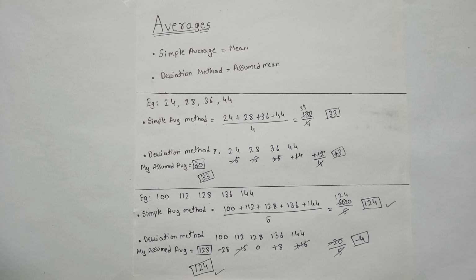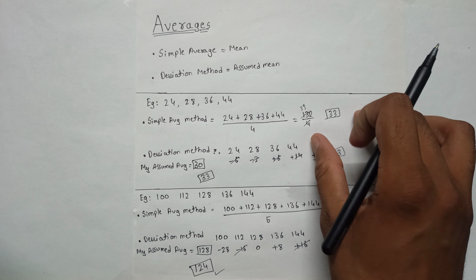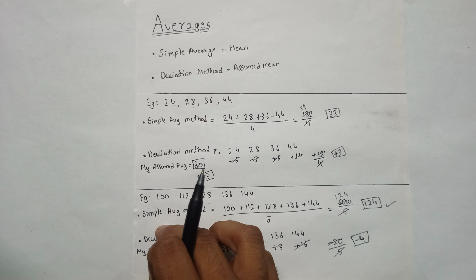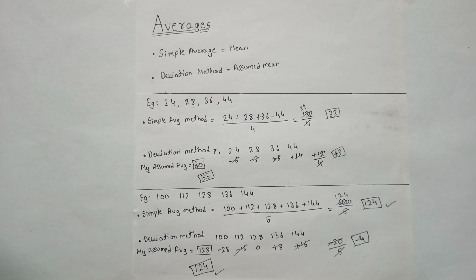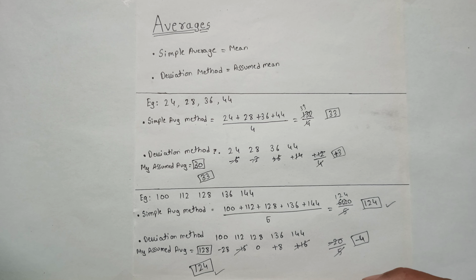Both the methods are very easy. If your calculation and additions are very fast, you can go through the simple average method, and if your calculation is slow, you can solve the question through the deviation method. I would recommend: in example 1 the numbers were very small, so the simple average method took less time, and in example 2 the numbers were larger, above 100, so the deviation method took less time. So if the numbers are smaller, go through the simple average method, and if the numbers are larger, go through the deviation method.